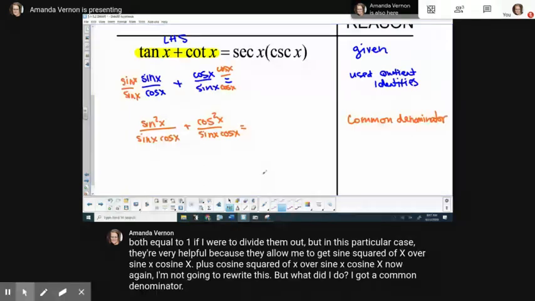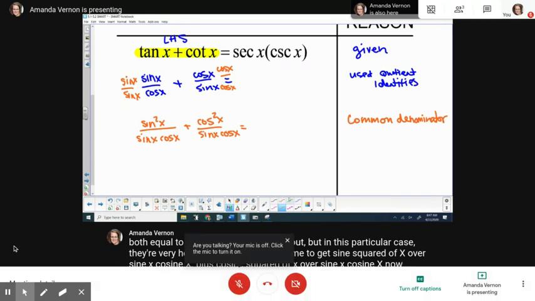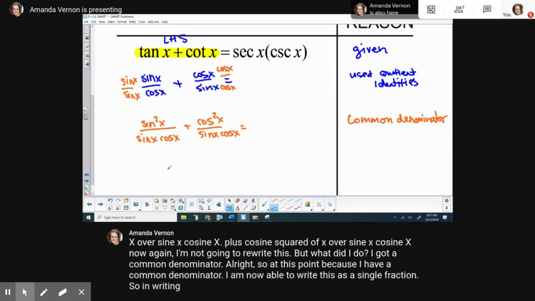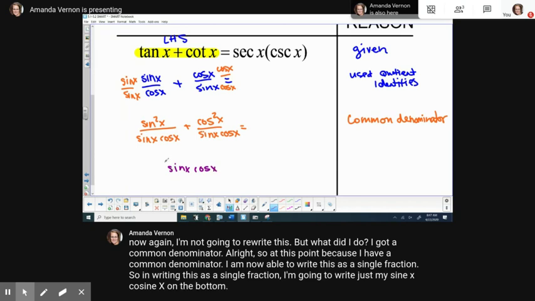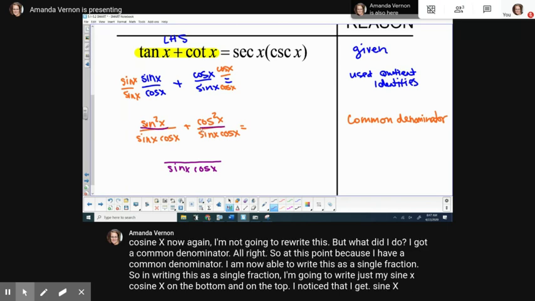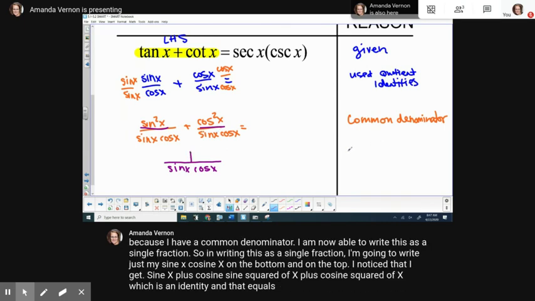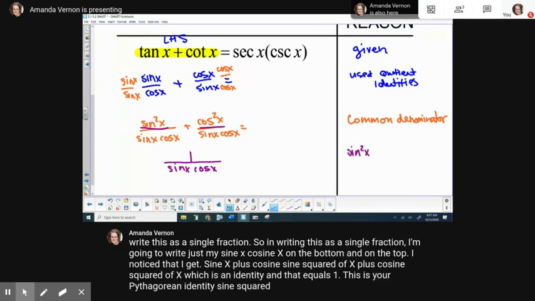At this point, because I have a common denominator, I am now able to write this as a single fraction. In writing this as a single fraction, I'm going to write just my sine x cosine x on the bottom. And on the top, I notice that I get sine squared of x plus cosine squared of x, which is an identity, and that equals 1. So this is your Pythagorean identity, sine squared of x plus cosine squared of x equals 1.